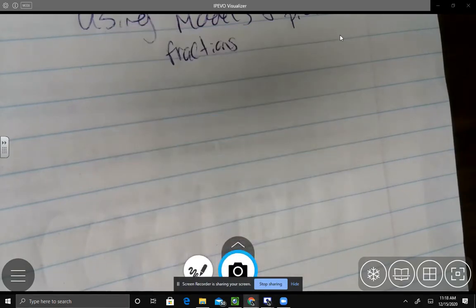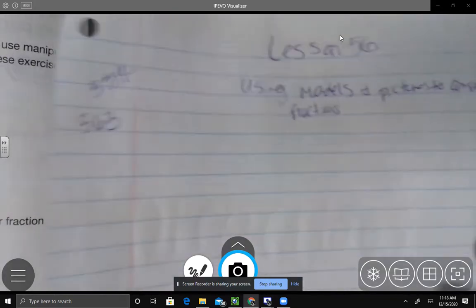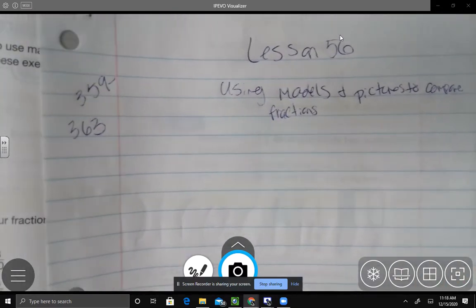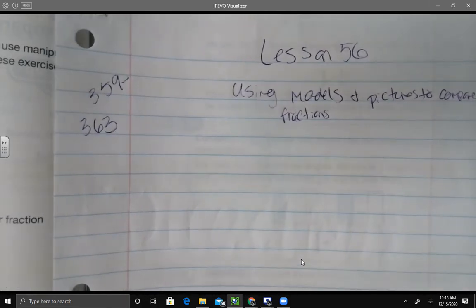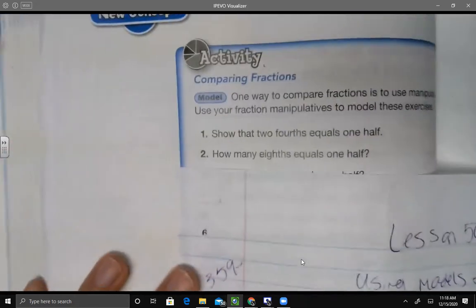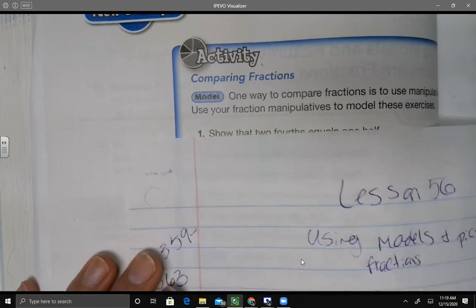All right, so your math lesson today, we are on lesson 56. We are using models and pictures to compare fractions. Get that down there. All right, so we are going to talk about some different fractions that are equal. So show that 2/4 equals 1/2.